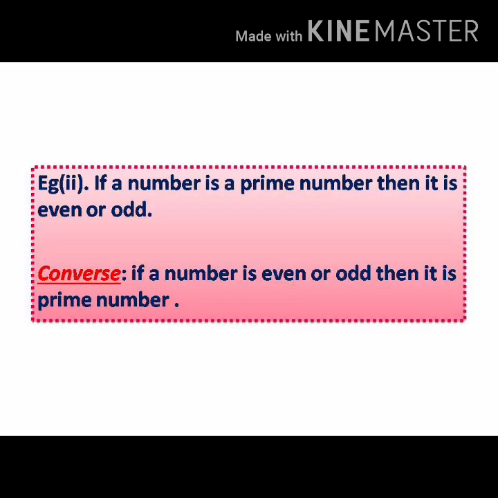If a number is a prime number, then it is even or odd. As we know, a prime number can be even or odd. The converse of the given statement is: if a number is even or odd, then it is a prime number. As we know, every even or odd number can't be a prime number. So here the converse of the given conditional statement is not true.